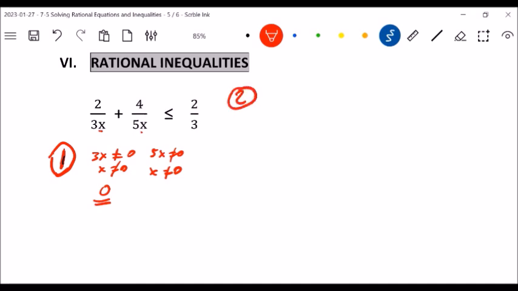The second thing we do now is we solve it. We can keep the inequality sign, but we don't know if x is negative or positive. If we multiply both sides by x, we could end up having to reverse the sign, and we don't know yet. So the recommendation here is to treat it as an equal. That's what I'm going to do: 2 over 3x plus 4 over 5x equals 2 over 3. And now I'm going to solve it.